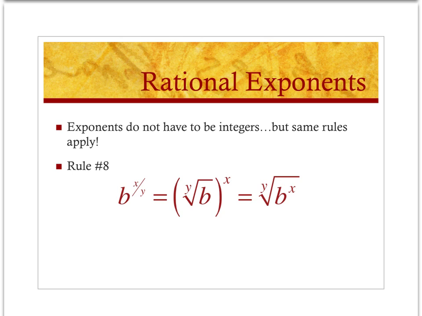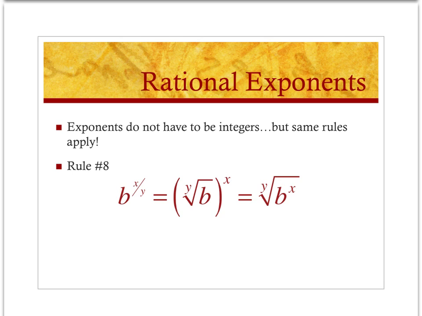So we have b to the x over y right here. There are 2 different ways you can write this. It doesn't matter whether you apply the x or the y first, but since the y is the denominator of the fraction, that goes inside the root. So we're taking the y root of b, and then we're raising that to the x power. So the denominator goes inside the root, and the numerator goes outside as an exponent.